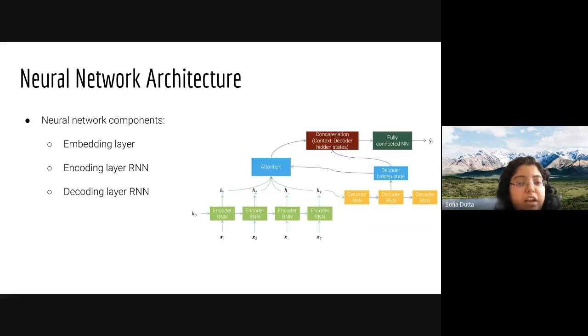The encoder layer RNN encodes the variable length question sequence to a fixed length context vector, and this context vector contains the semantic information about the question. Then we have a decoding layer RNN. The goal of this decoding layer RNN is to take an input, a word, and a context vector, and predict the next word in the sequence.